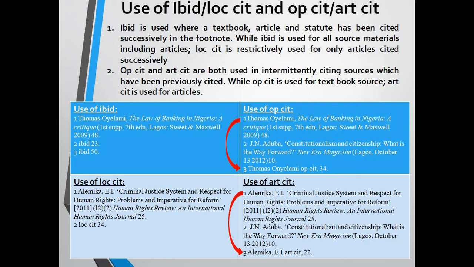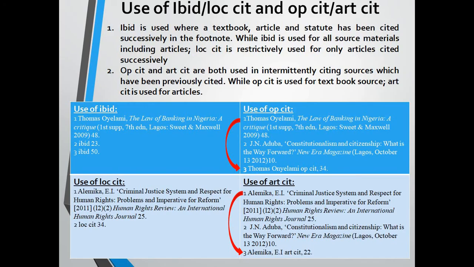So you cited a source in number 1 as your footnote 1, and you intend on citing that material you cited in footnote 1, you want to cite it again in footnote 10, right? It is no longer successive, it's no longer following immediately, so there is a breach. You want to cite it in footnote 10, so you use op cit for that. So while op cit is used for textbook sources, ad cit is used for articles.